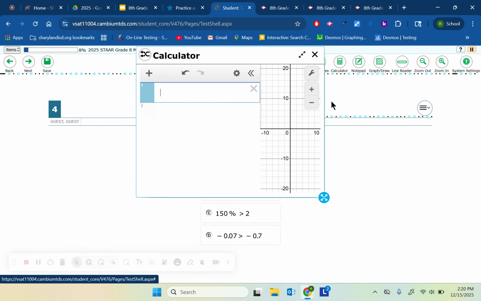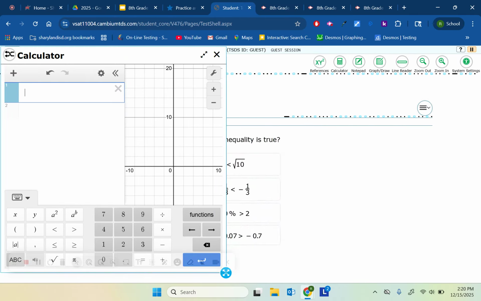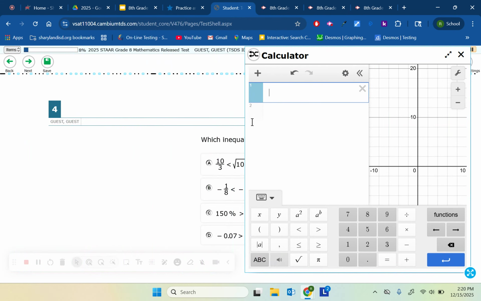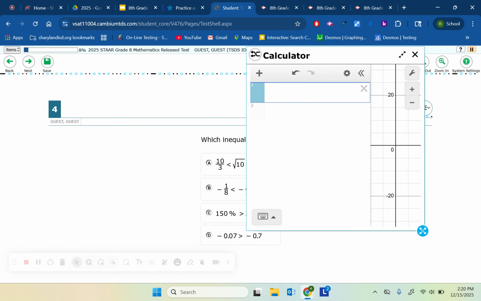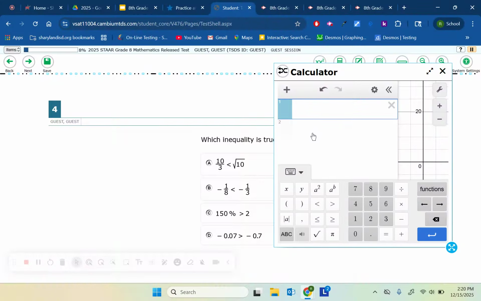Me personally, for this one, this is a straightforward calculator question. I don't know if I can shrink this guy up a little bit here. Yeah, let's go right here so we can see it work. So I got 10 over 3. So 10 divided by 3.